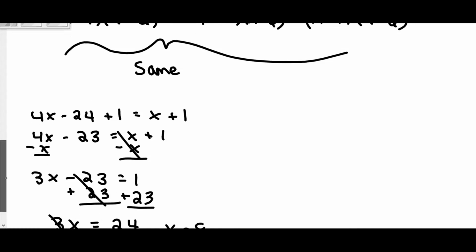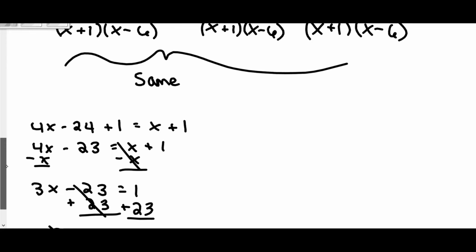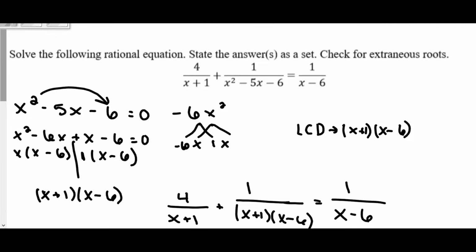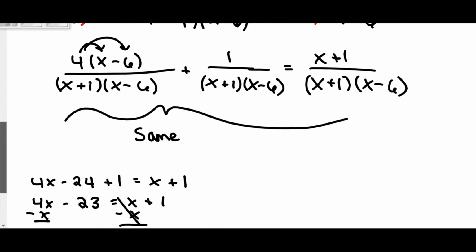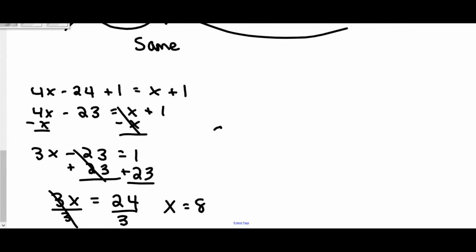Now, before we can say x equals 8 is our answer, we have to go back up to our original question and check the denominators. Does 8 make any of the denominators 0? And looking at it, it does not. So that means 8 is a solution, and we write it as a set. So we just put the brackets around it. And that's it.